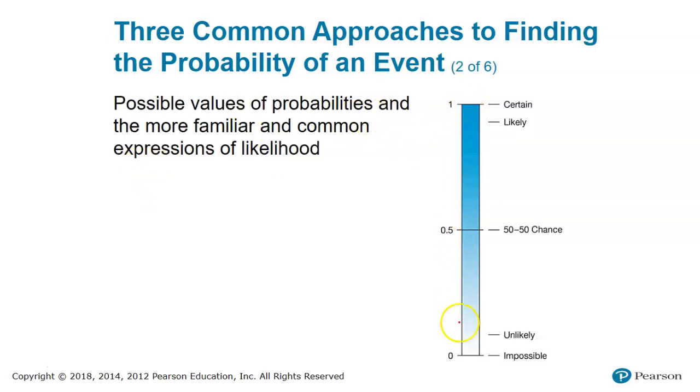Okay, here's a spectrum to show you that all of the probability values are going to be between 0 and 1. If that's the case, here in the middle is going to be a 50-50 chance. The closer it is to 1, the more likely it is. The closer it is to 0, the less likely. If it is 0, it's considered impossible. And if it's 1, it's considered certain.